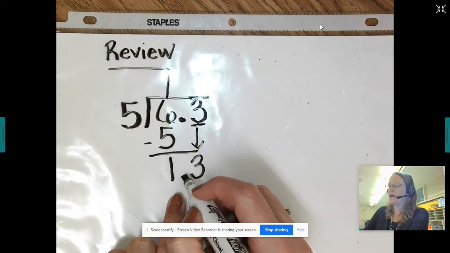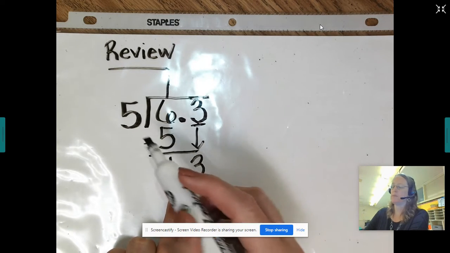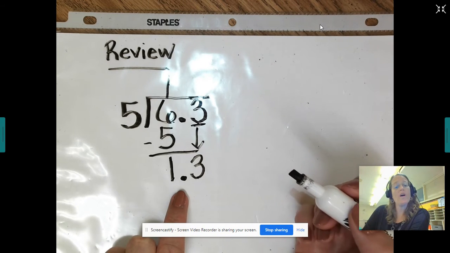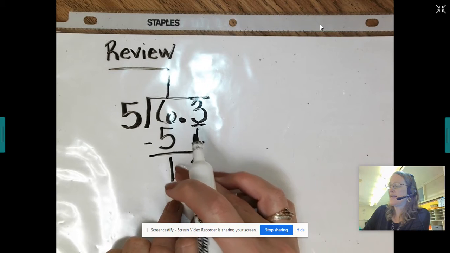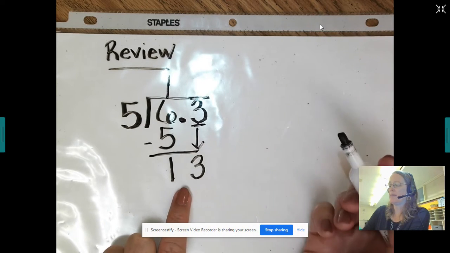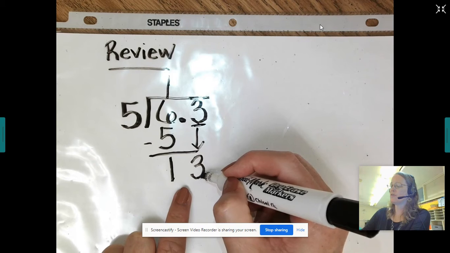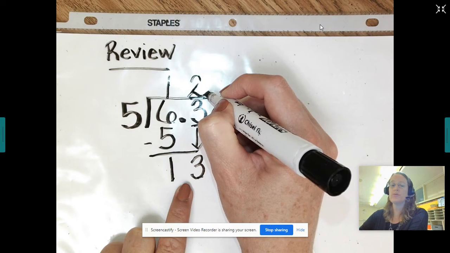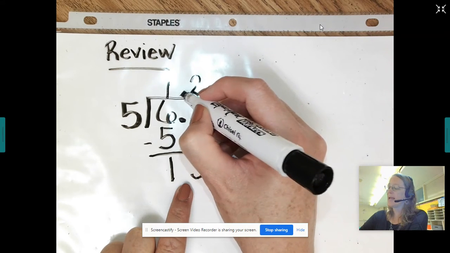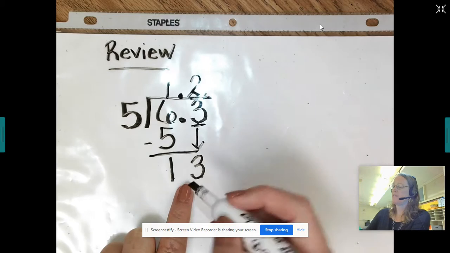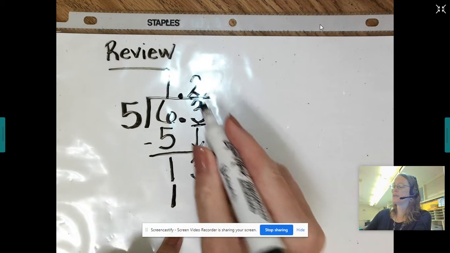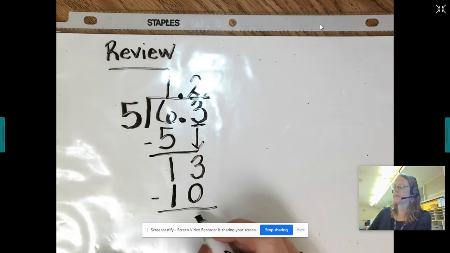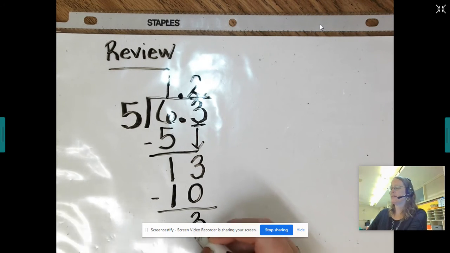Okay? So now we are trying to figure out how many times does 5 go into 1 3/10, or 13/10 is another way I can rename that. 5 goes into 13/10 2 times, or 2, and it equals 2/10. 2 times 5, or 2/10 times 5 is 10/10, and we subtract, we get 3/10.